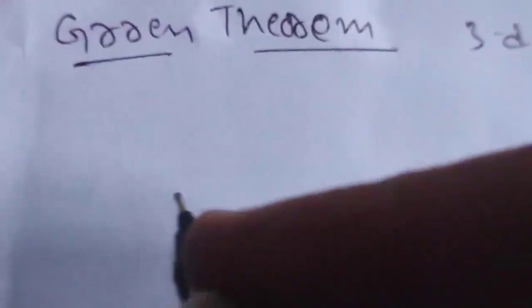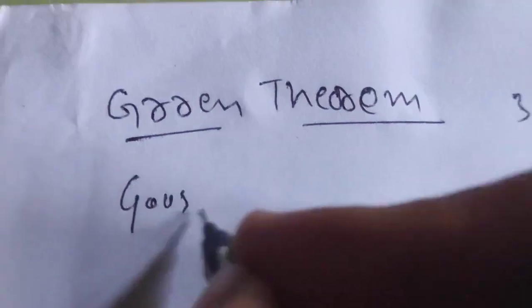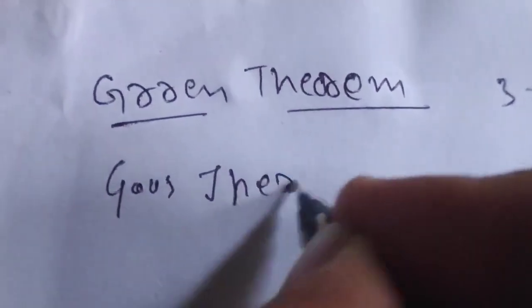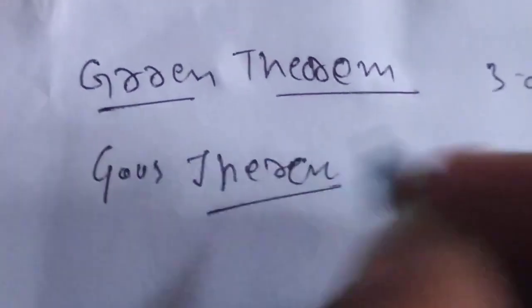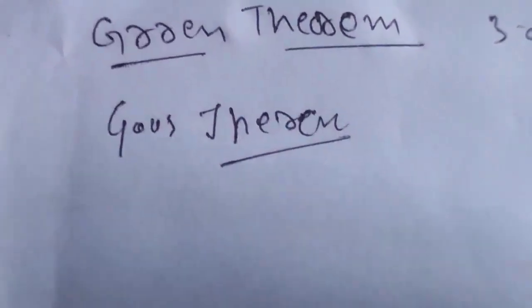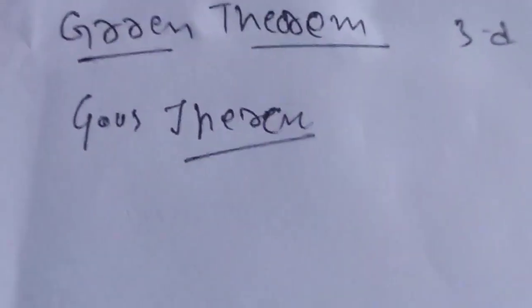Let's talk about Green's theorem, which is applicable for 3D. For 2D, we will talk in the next video. Our Green's theorem is based on Gauss's theorem, which we talked about in the previous class. Okay, so now let's talk about what Green's theorem is.